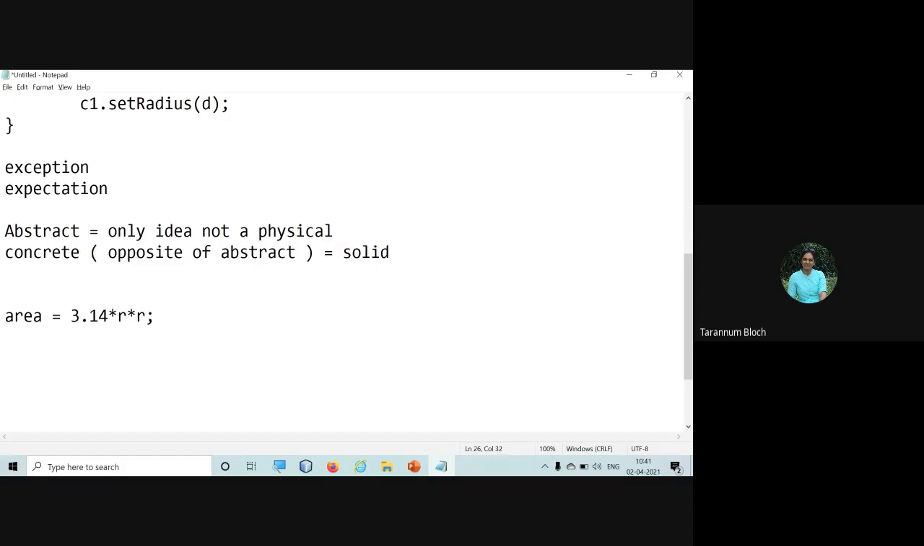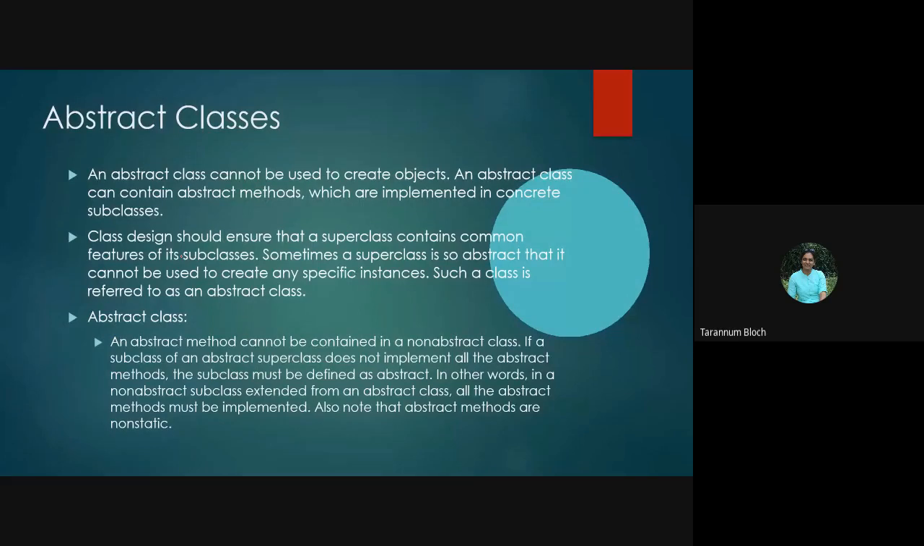Fine. Now, let us understand what is abstract class. We say an abstract class cannot be used to create objects. Are you getting the point?